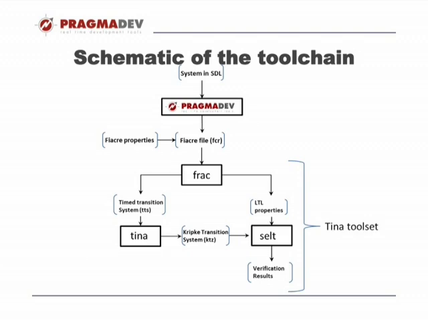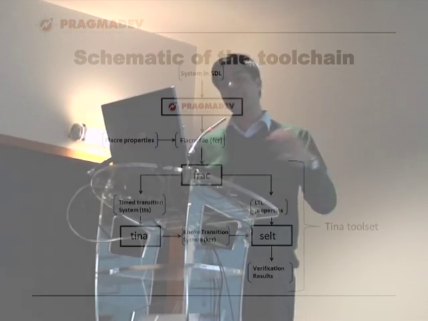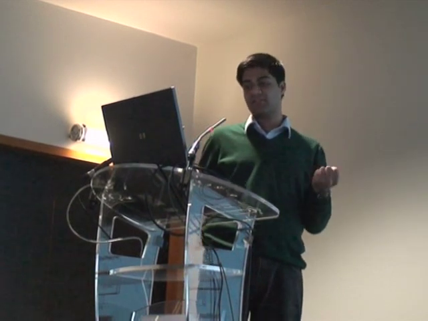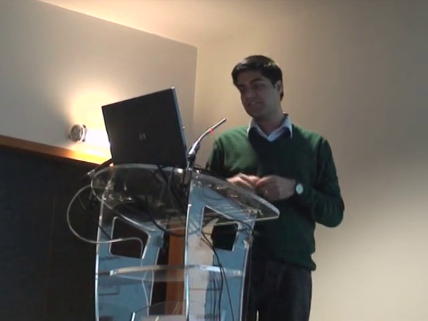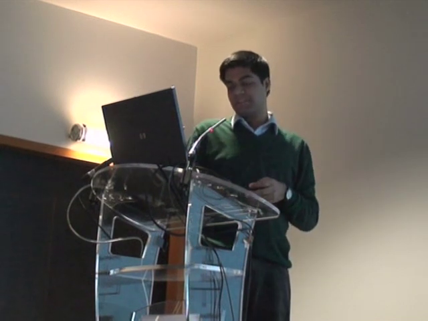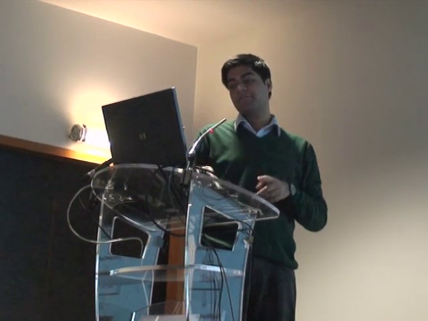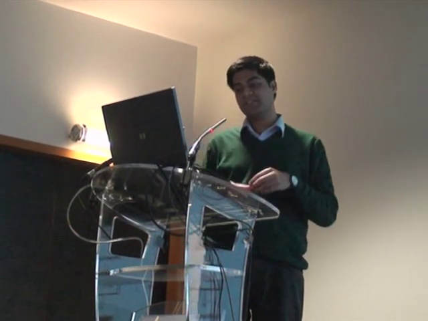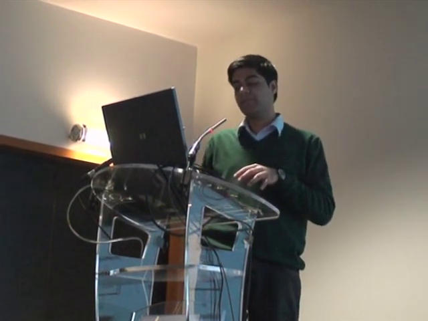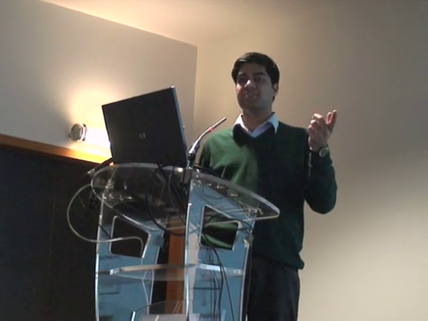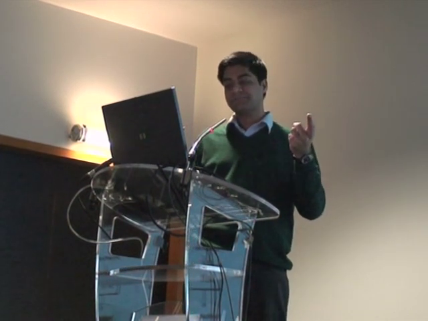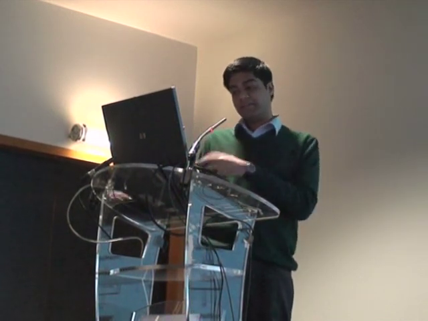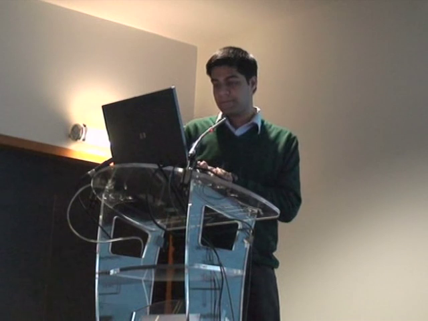We use the TINA toolset. So we have our Fiacre file, we have our properties that we write, and that is given as input to the TINA toolset. Now, the TINA toolset has many functions, three of which we use here. First is frac. Now, frac converts the Fiacre file into a time transition system and the basic LTL properties. Now, LTL properties are just those mathematical properties that we just wrote in Fiacre format. And the time transition system is the abstraction of the Fiacre file that TINA needs to analyze and model check.